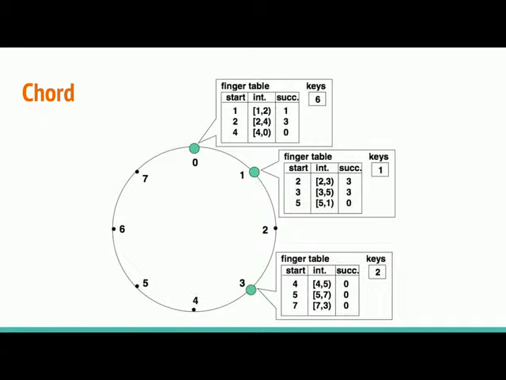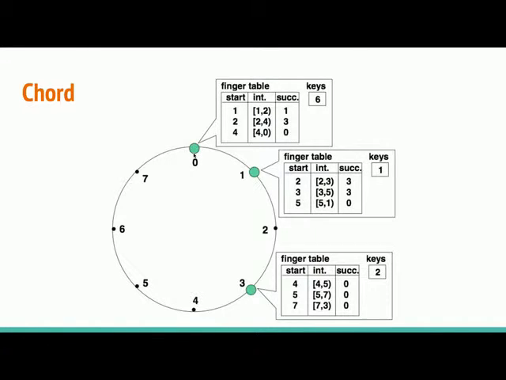but instead of having a list of all the servers, it has only a partial list of all the servers. Actually, it has log of n server items in the table, right? So as you can see, there could be in total 8 servers, right?